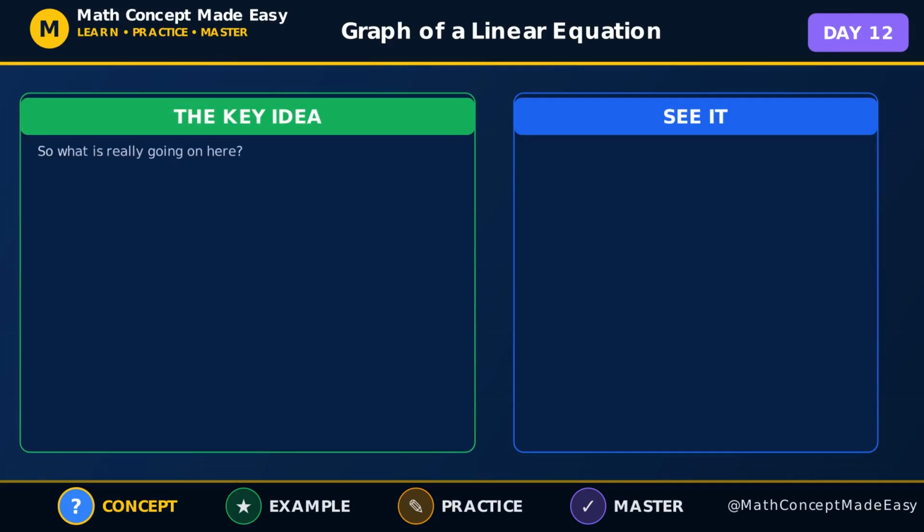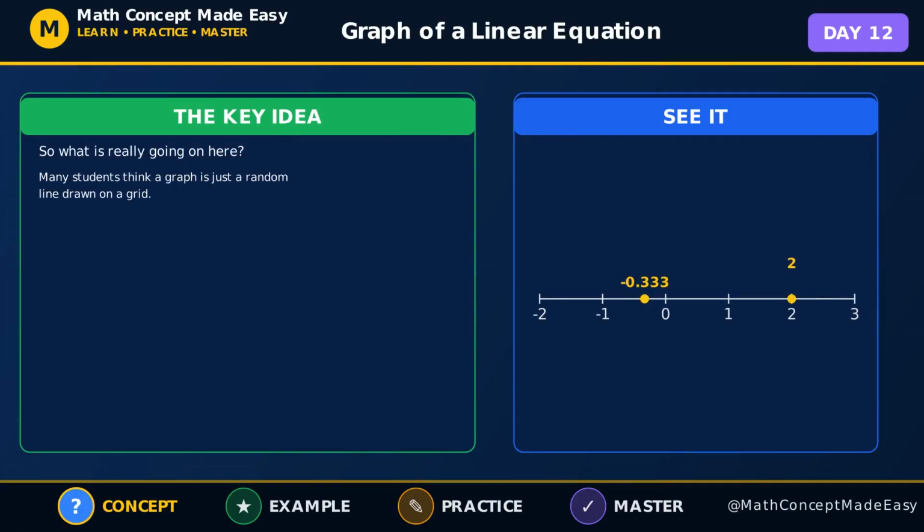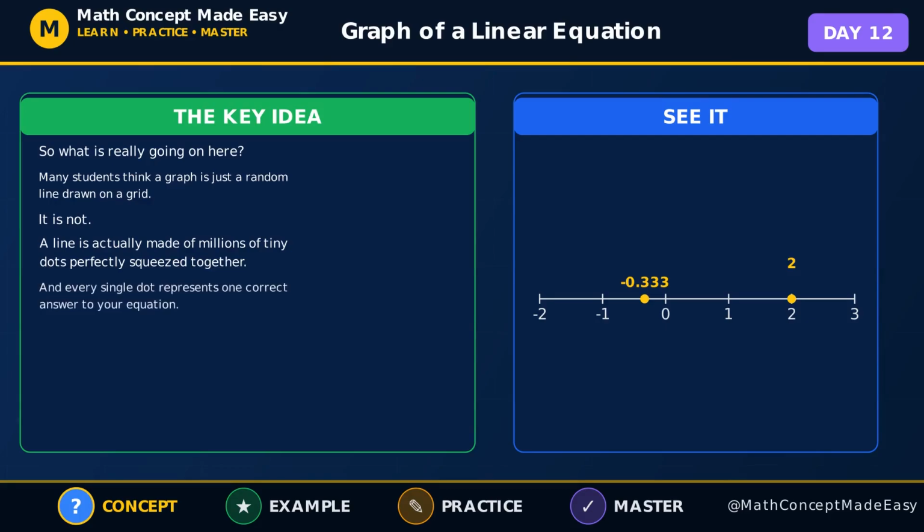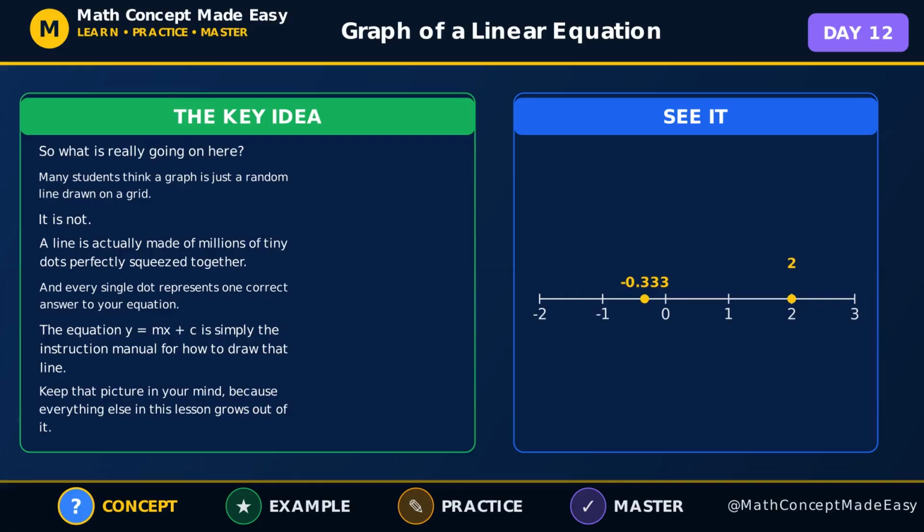So what is really going on here? Many students think a graph is just a random line drawn on a grid. It is not. A line is actually made of millions of tiny dots perfectly squeezed together. And every single dot represents one correct answer to your equation. The equation y equals mx plus c is simply the instruction manual for how to draw that line. Keep that picture in your mind, because everything else in this lesson grows out of it.